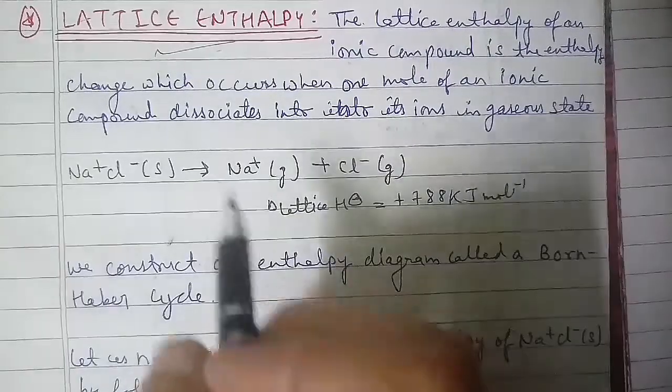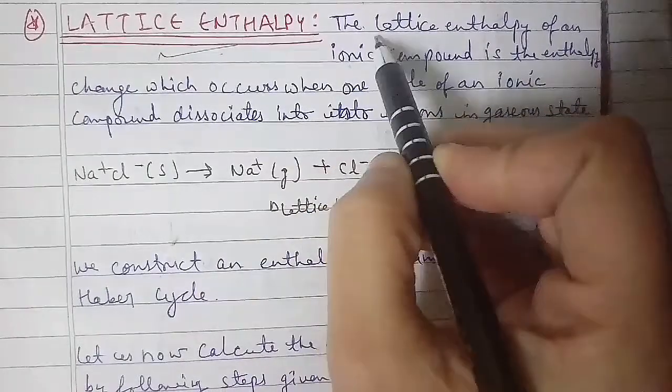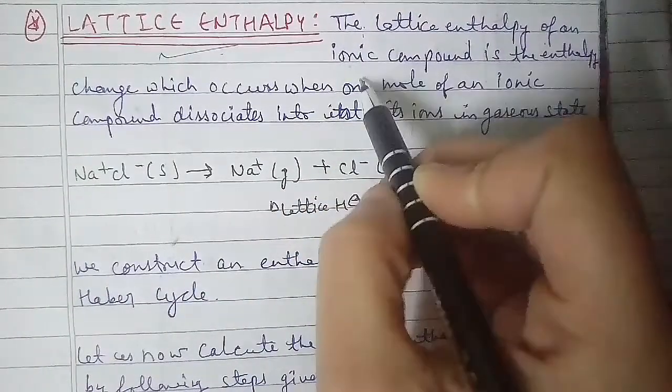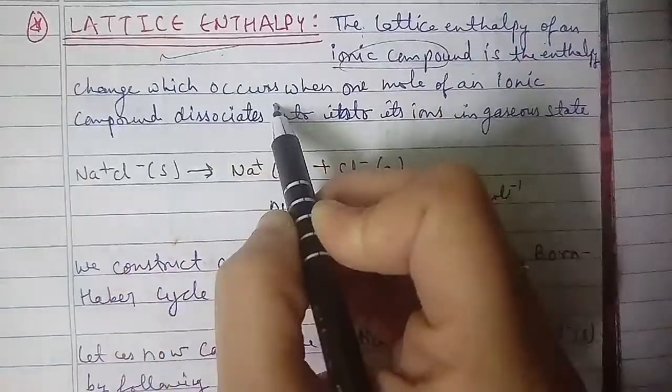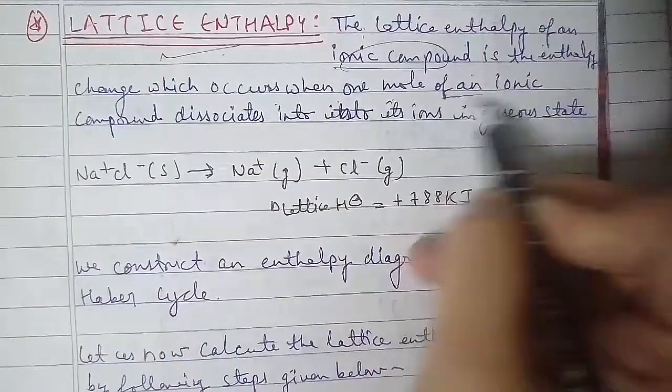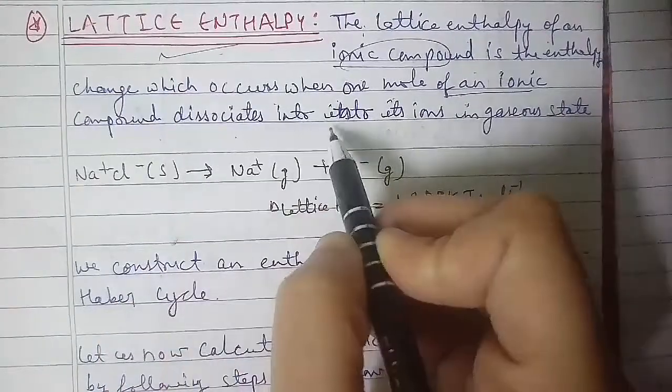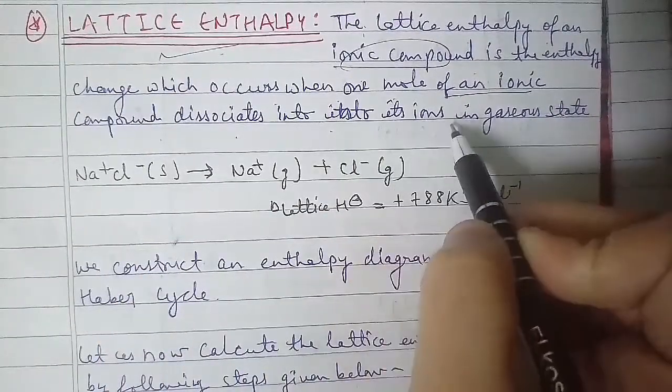So lattice enthalpy, what is lattice enthalpy here? The lattice enthalpy of an ionic compound is the enthalpy change which occurs when 1 mole of an ionic compound dissociates into ions in the gaseous state.